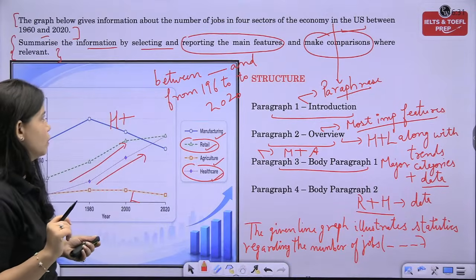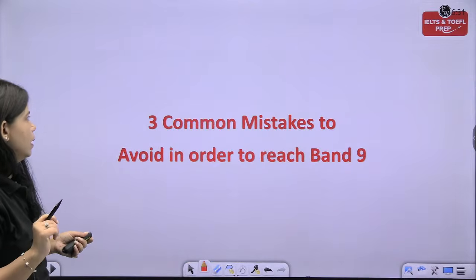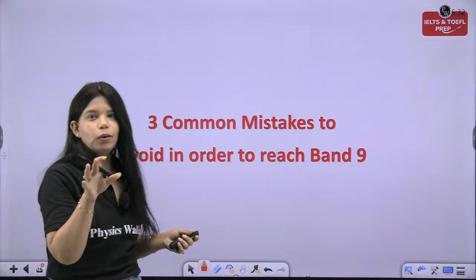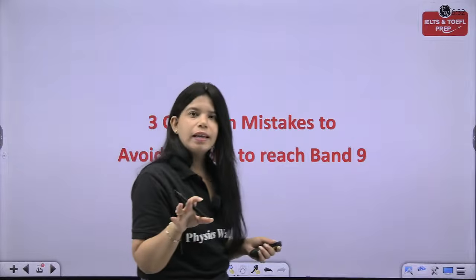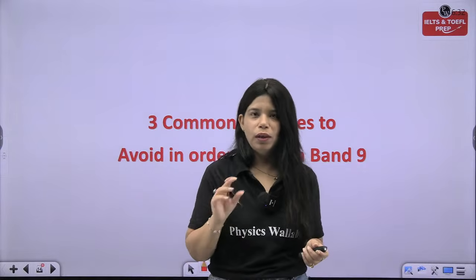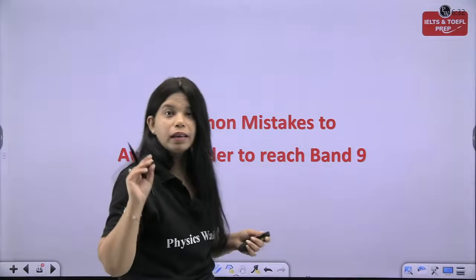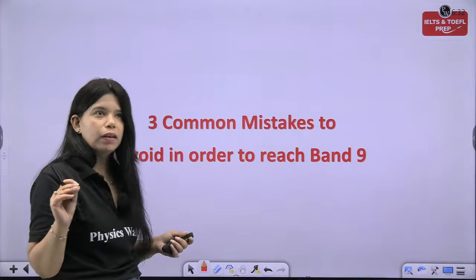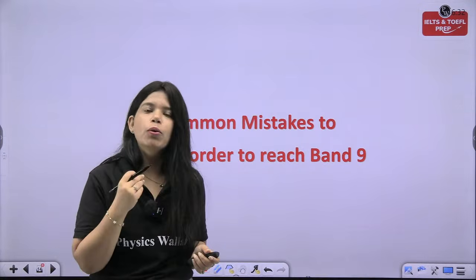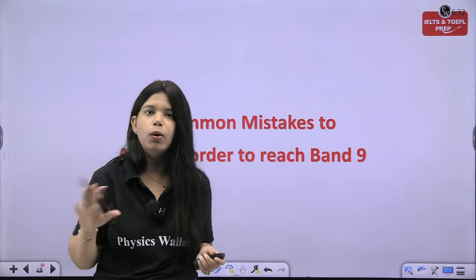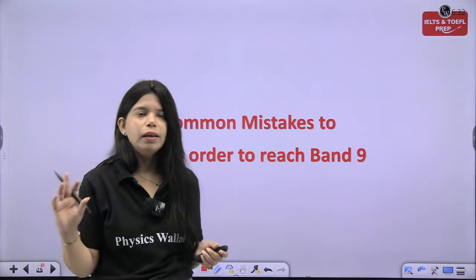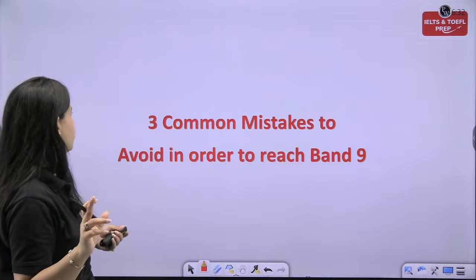So this was the structure. Now moving on, let's quickly understand the 3 common mistakes first, and then I'll give you that structure using which you will be able to elaborate the correct points in the case of line graphs. And the unimportant points, you will know in 1 minute that this is unimportant, I am not writing it in my report. So let's take a look at mistake number 1.